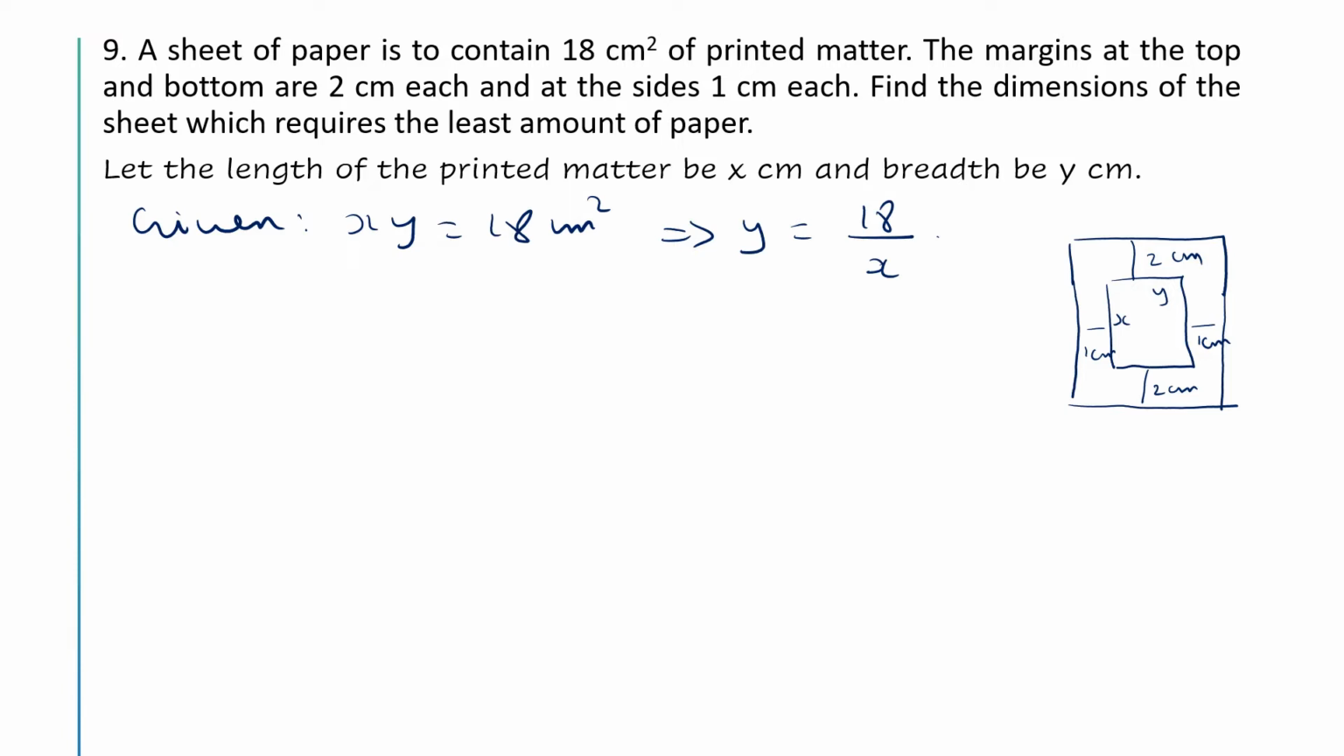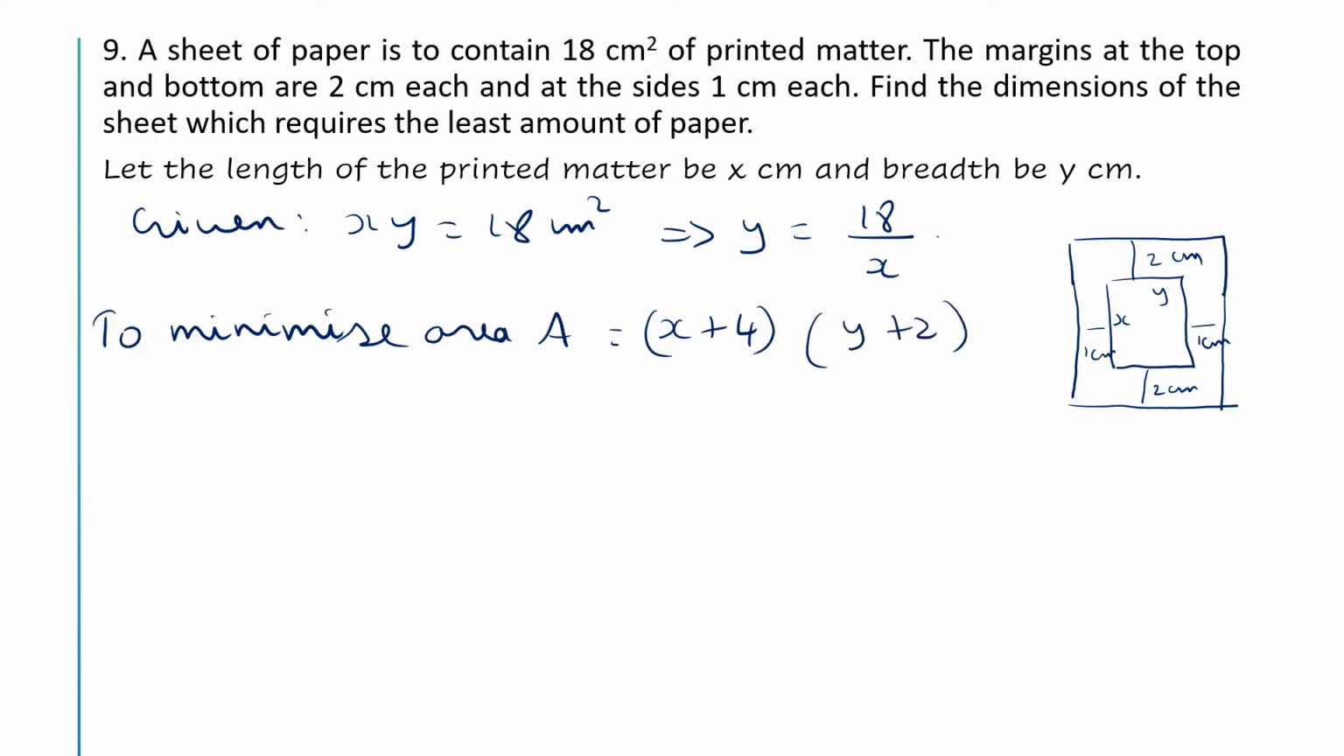So here we have to minimize the area of the sheet of paper. To minimize, area A is equal to the length x plus 4 and the breadth y plus 2. So this is equal to x plus 4 into 18 by x plus 2. So we have to minimize the area. A is equal to x plus 4 into 18 by x plus 2.